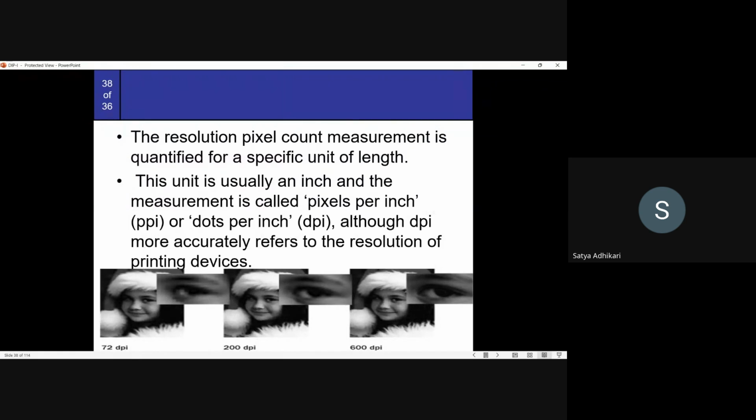You see here different DPI, and the image having more DPI has a better quality.